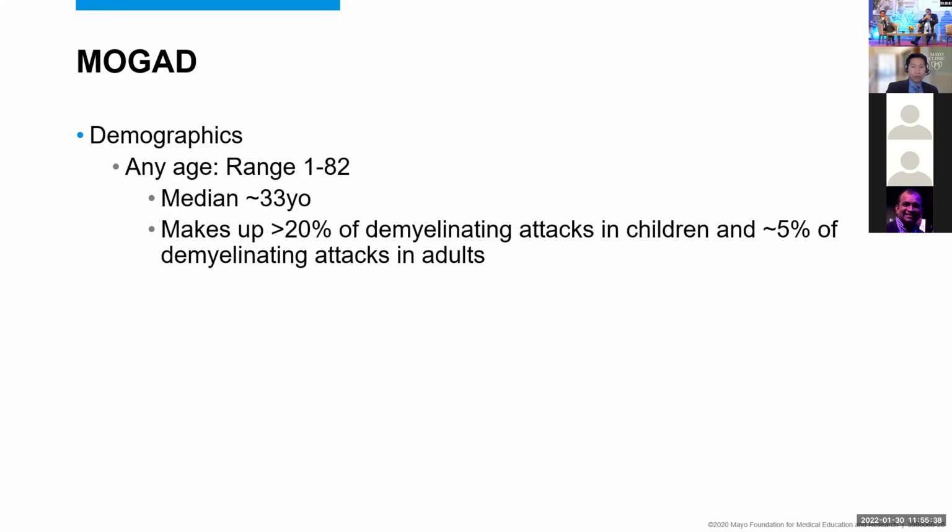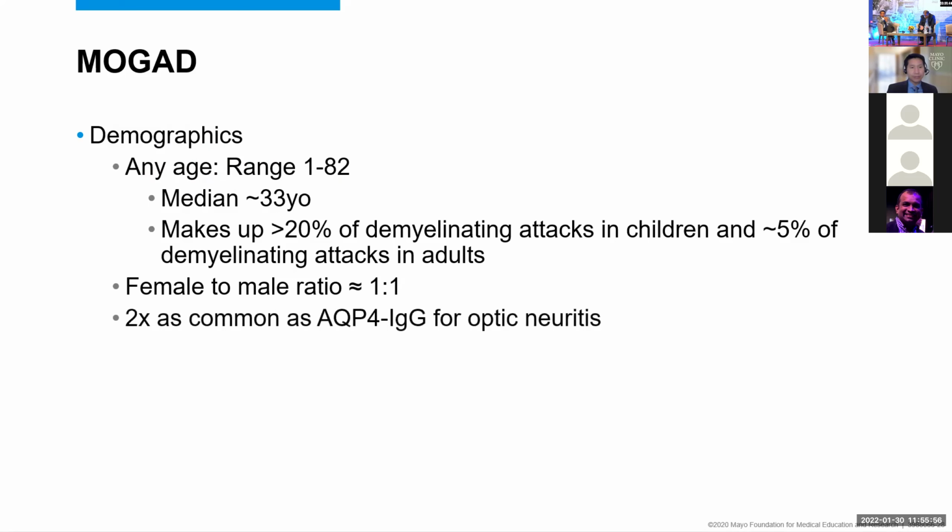It makes up probably a little bit more than 20% of the demyelinating attacks in children, and about 5% of demyelinating attacks in adults. It has a female to male ratio much closer to 1 to 1, compared to NMO, which has a much stronger female predilection, and MS, which also has that female predilection. And for optic neuritis, it's probably about 2 times as common as aquaporin 4.